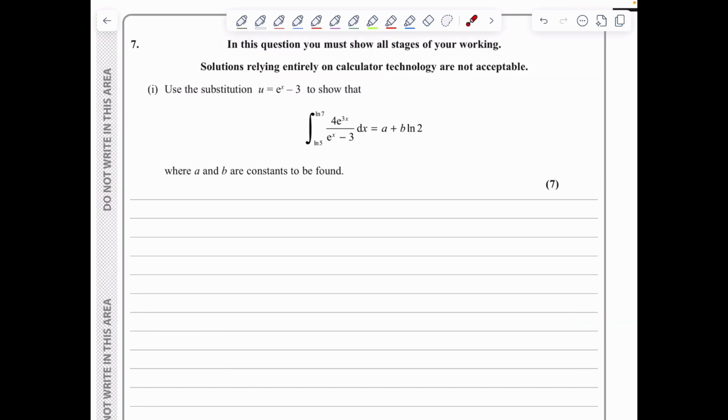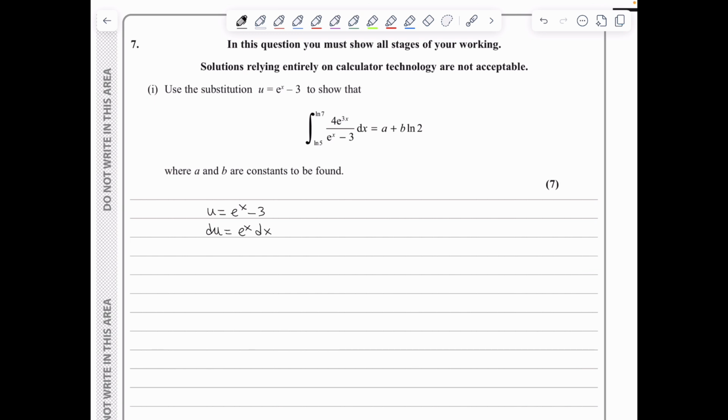In 7i, we need to use the substitution u is e to the x minus 3 to show that the given integral gives an answer in the form of a plus b ln 2, where a and b are constants to be found. Well, let's start with the substitution we've been given. u is e to the x minus 3. The first thing to do is find an expression for the du in terms of dx, so I differentiate from left to right, leading to du being equal to e to the x dx.